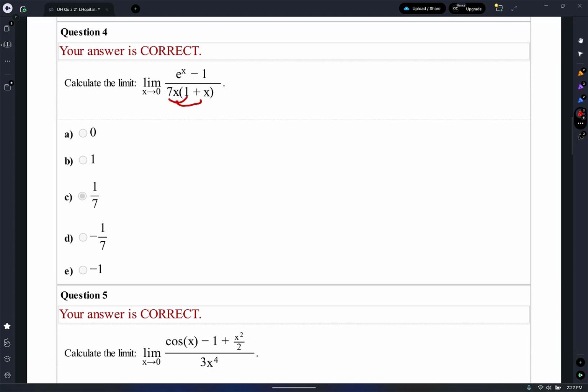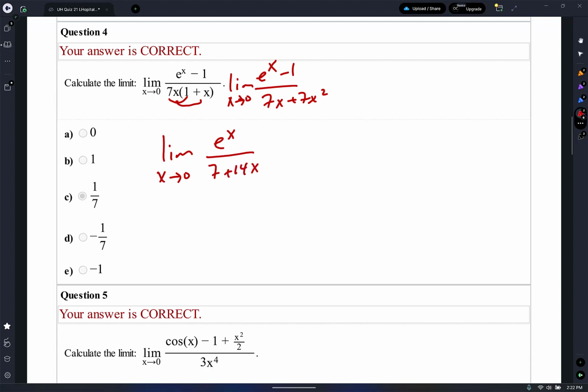What I would do before doing anything is distribute that. So e to the x minus 1 over 7x plus 7x squared. That way you don't have to do product rule. You know what I mean? Just way easier. So now we can take the derivative because we get 0 over 0. Limit as x approaches 0 of itself, e to the x, over 7 plus 14x.